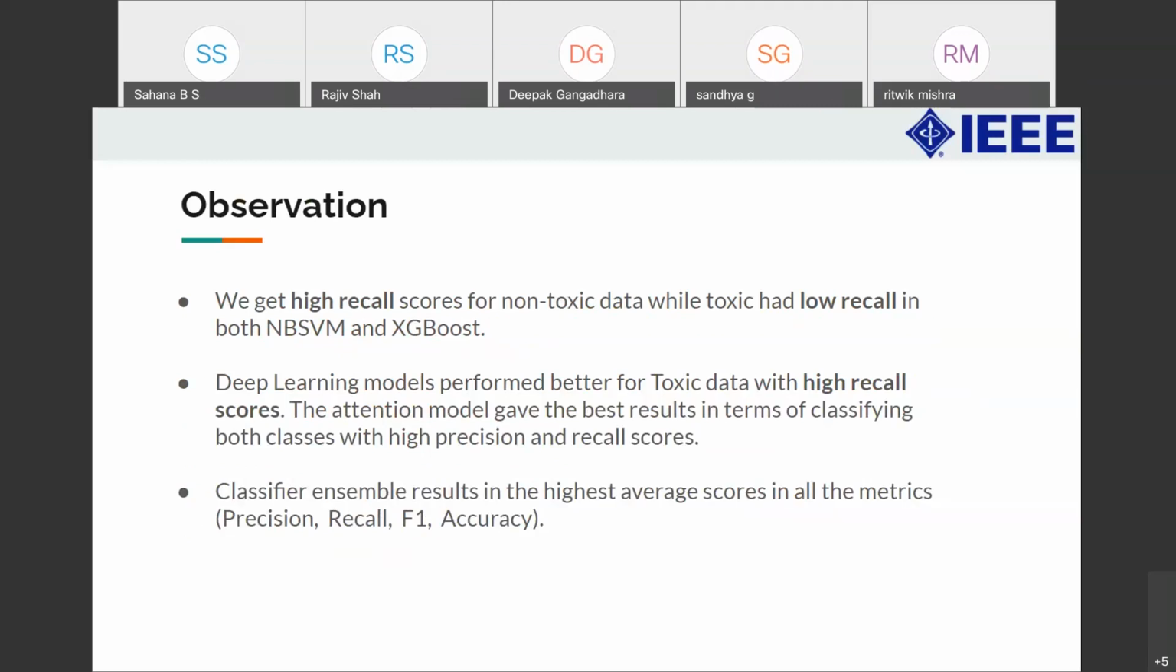And the observation here was that machine learning models perform really well for non-toxic data, but they didn't do really well for toxic data. Our deep learning models did the opposite. They performed well for toxic data, but they didn't do really well for non-toxic data. So when we combined all of these, we got the best of both worlds, and that was one of our observations. And next slide, please.